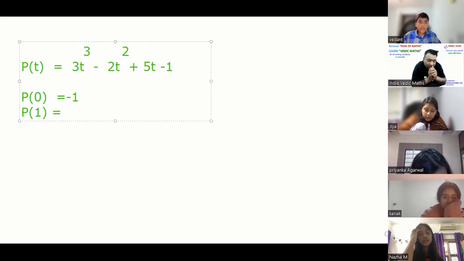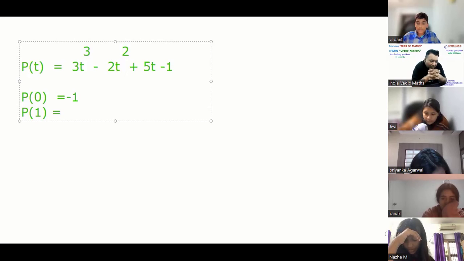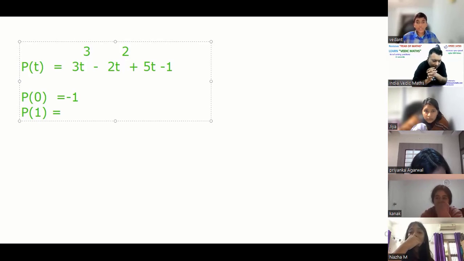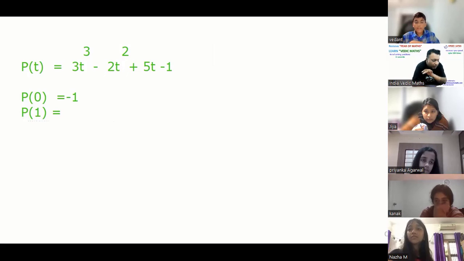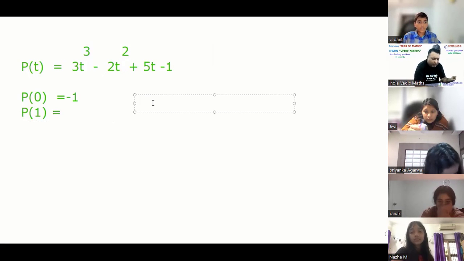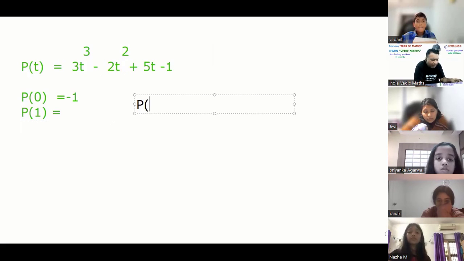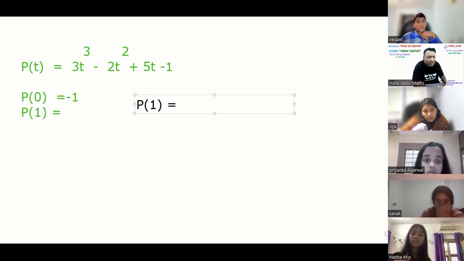Which is that 1, not 2. Check. P of 1, Kanak says 4. I don't know, I haven't solved it yet. Naja, how will we solve it? Sir, I myself was confused. Why confused? I am here now. Let's try. We want P of 1. Agree? What is the first term?